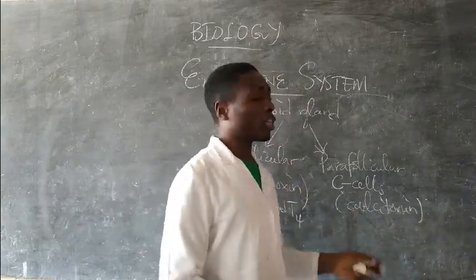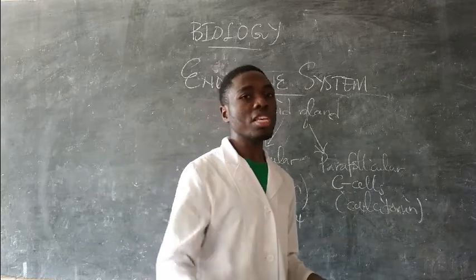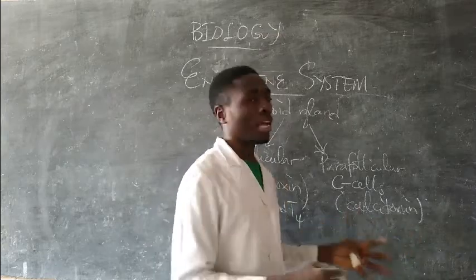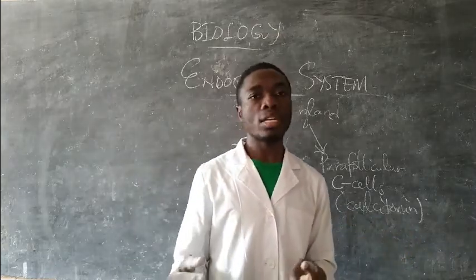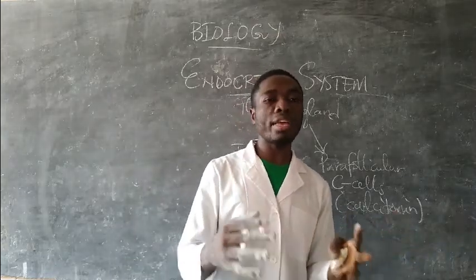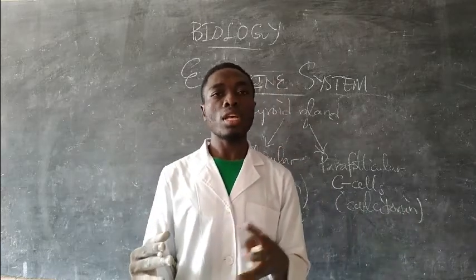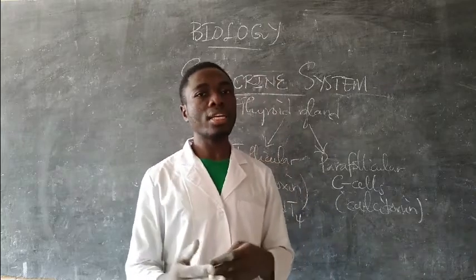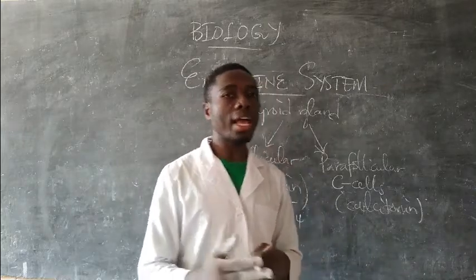Now, remember calcium 2 plus is stored in bone as hydroxyapatite. So you have calcium 2 plus ions and you have the phosphate. If you are decreasing the level of calcium 2 plus in blood, it means that you are automatically reducing the level of phosphate ions in blood.